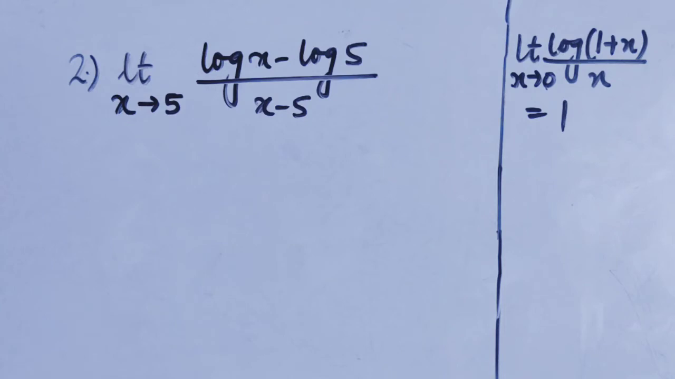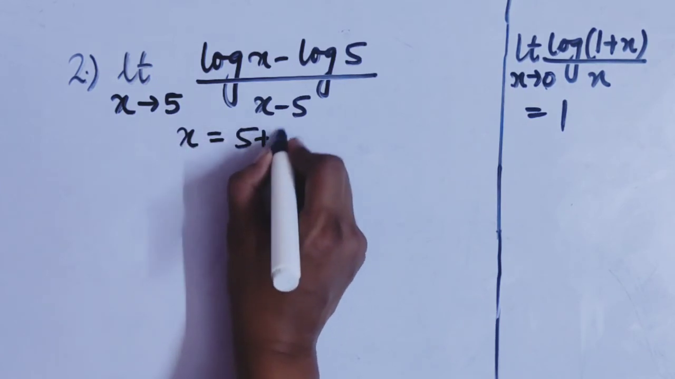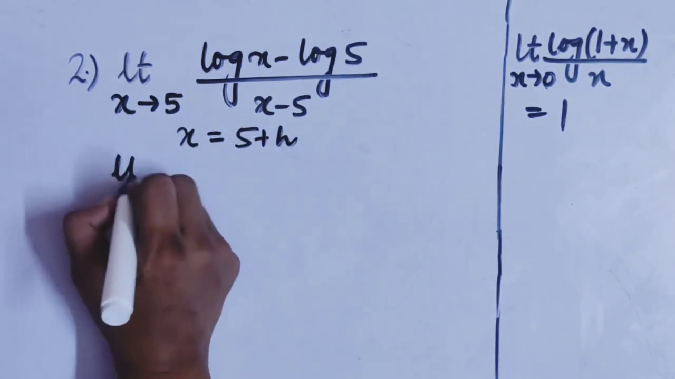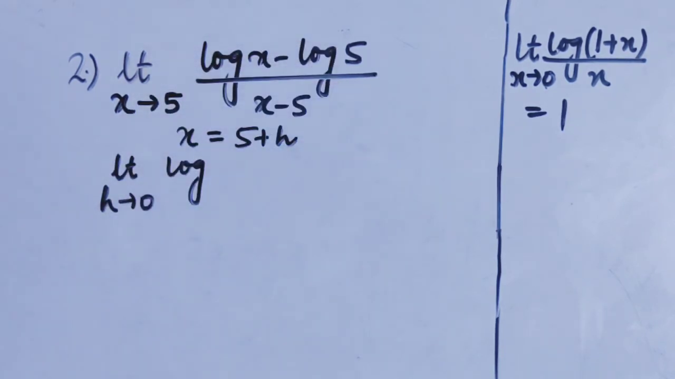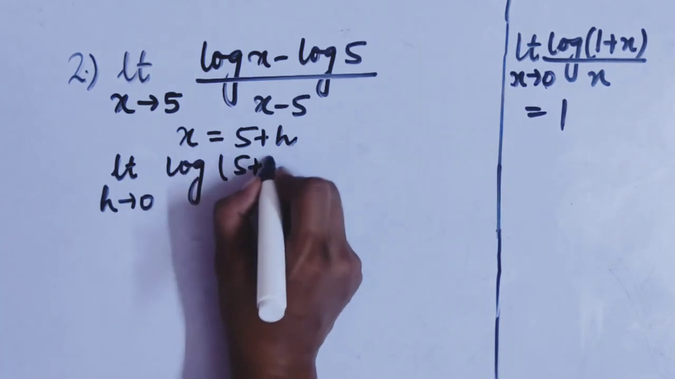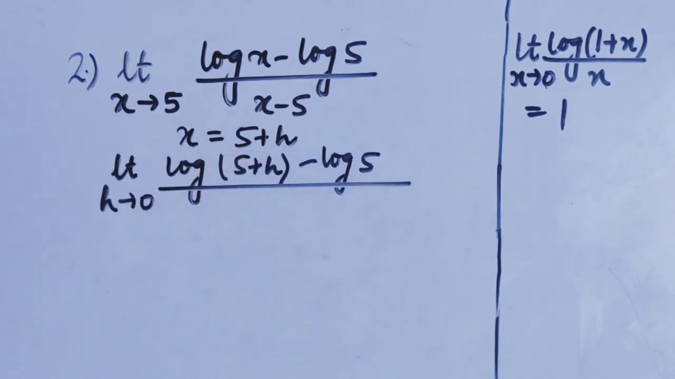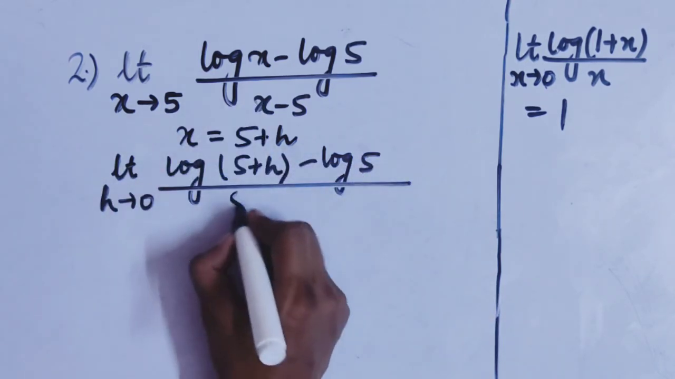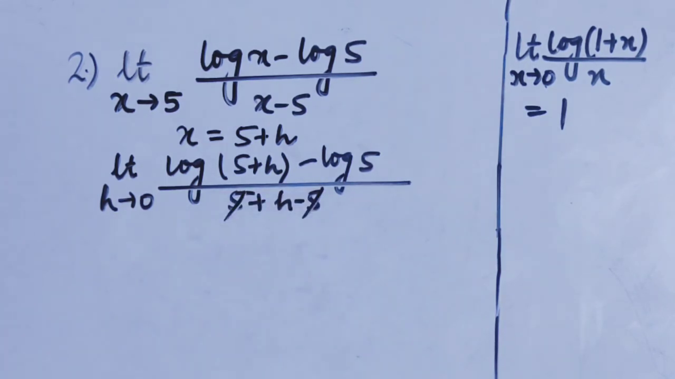Students, see here question number 2. Limit x tends to 5, (log x − log 5) upon (x − 5). Here, this x is approaching towards 5. What I am going to take over here, let x = 5 + h. Now, limit h tends to 0, log, in place of x, we'll put its value, which is 5 + h, minus log 5, divided by x = 5 + h, so we'll put its value, 5 + h − 5. Now, minus 5 and plus 5 will get cancelled out.